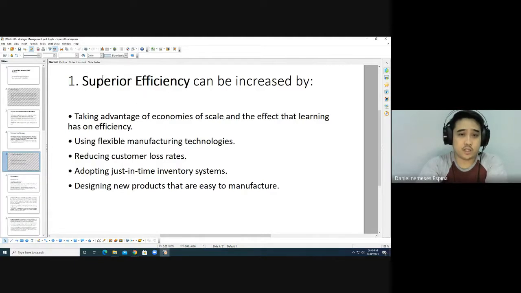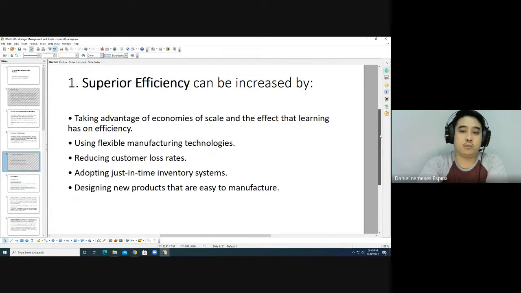So the superior efficiency. When we say efficiency, it refers to using the least amount of resources while producing a great number of output. So, kumbaga, wala tayong waste and all resources are maximized to produce more outputs. So less defect, less waste, and less use of money, but still it can generate more outputs.